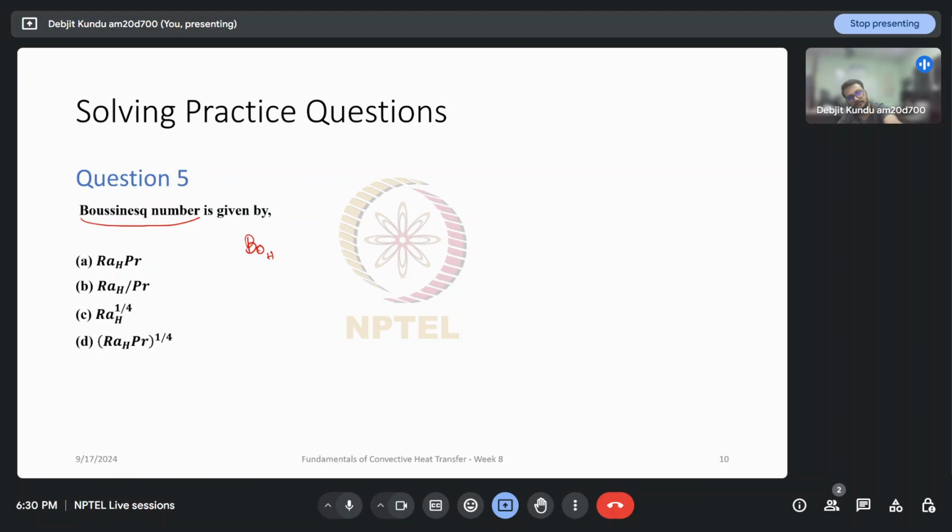All right, so let's take a look at the solution. It's actually option A, the product of Rayleigh number and Prandtl number. We earlier saw that the ratio of Rayleigh number and Prandtl number is the Grashof number, and their product is the Boussinesq number. This becomes important in many cases.